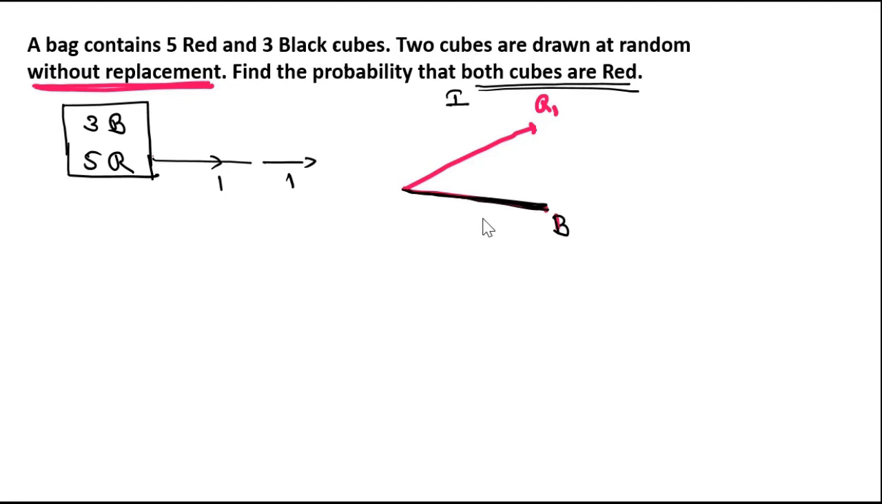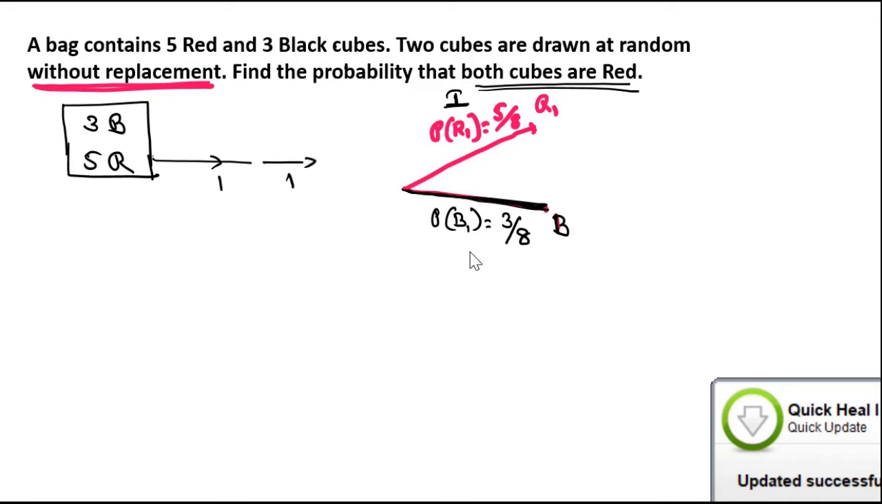Now, what is the probability of getting a red? Probability of red: there are 5 reds out of 8 cubes. So, 5 by 8. Now, black: you have 3 black. So the probability of black is 3 by 8. So, the first choice is over. We have taken 1 cube outside.